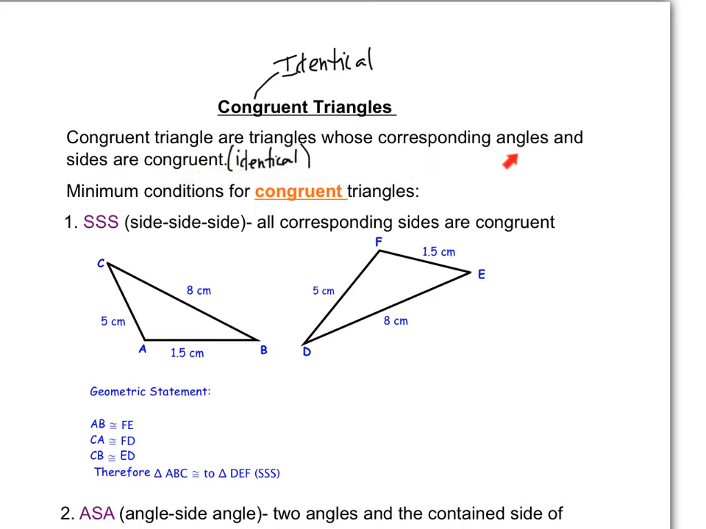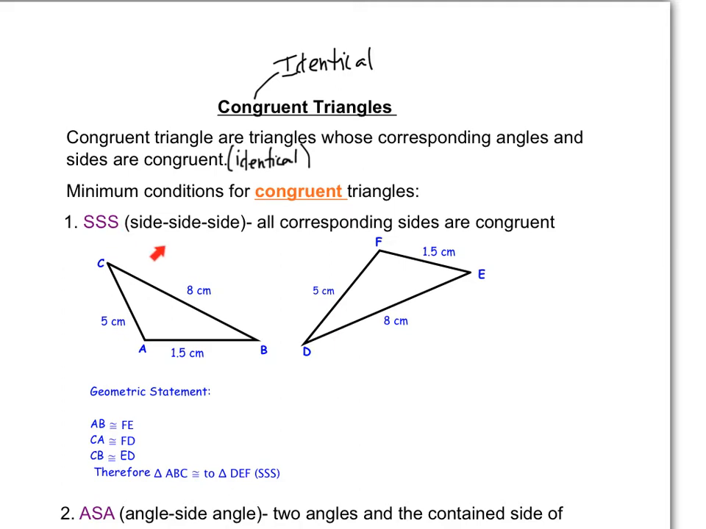So if the angles of one triangle are identical to the angles of the other, and the sides of one triangle are identical to the sides of another, then we say the triangles are identical or congruent. There are three different conditions for congruent triangles, and we're going to go through each one. So this is the first one. It's side, side, side. For short form, we call it SSS.